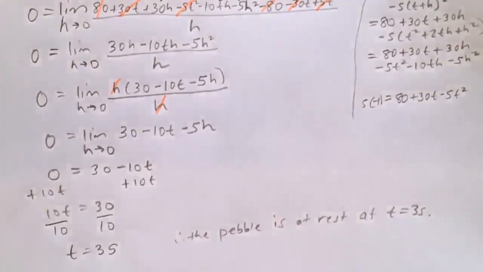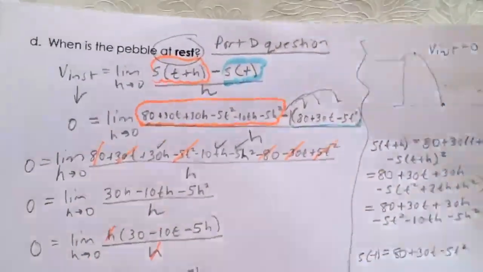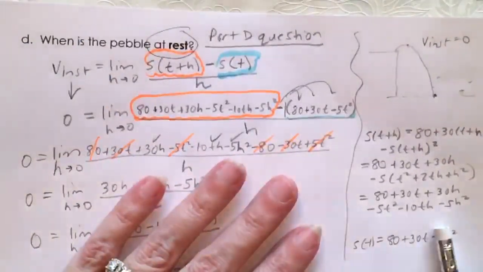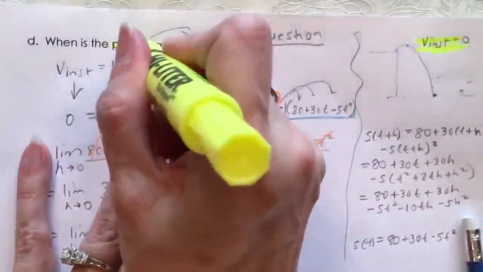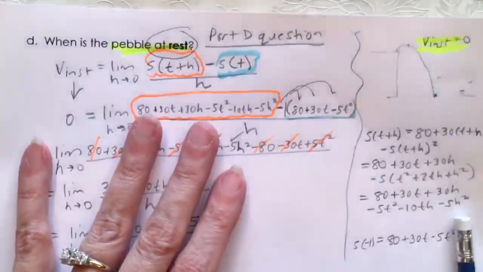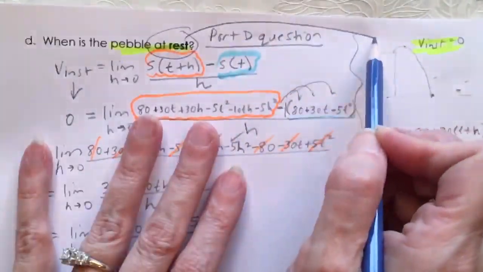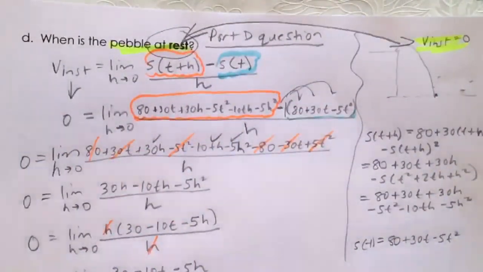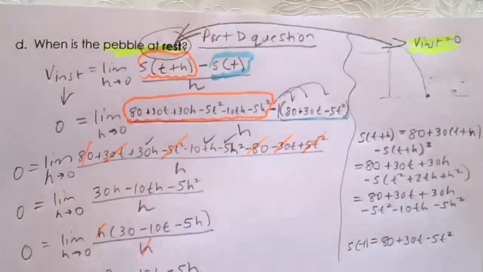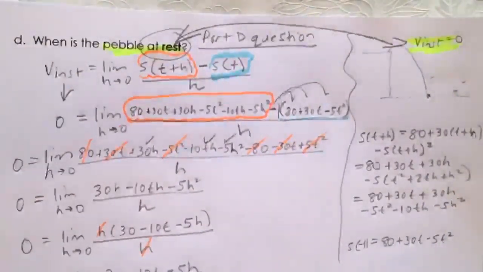Okay, so recap for this question. What you had to realize to be able to do it was that v instantaneous is equal to 0 when the pebble is at rest. So those two things equate to each other. So if you're asked when the pebble is at rest, it's when its instantaneous velocity is at 0.